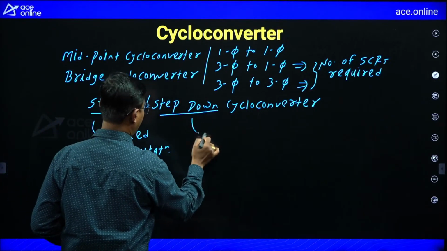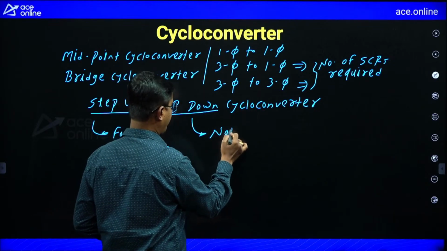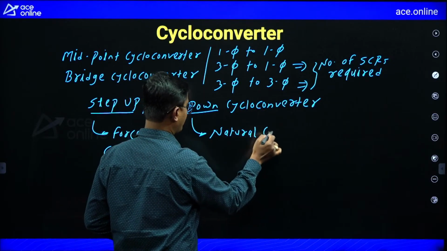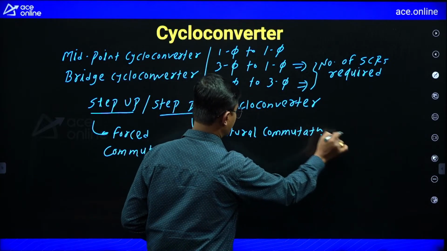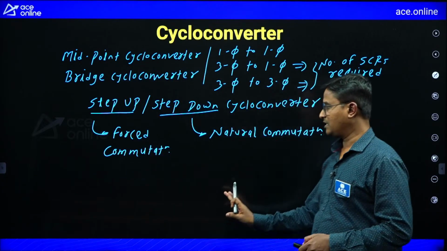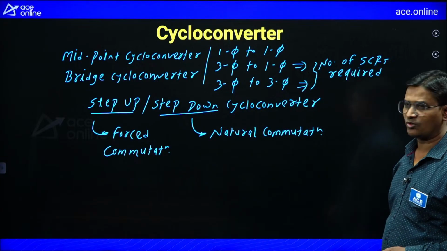Whereas here natural commutation. Natural commutation. Okay. Natural commutation. Yes, so these are the important bits from cycloconverter.